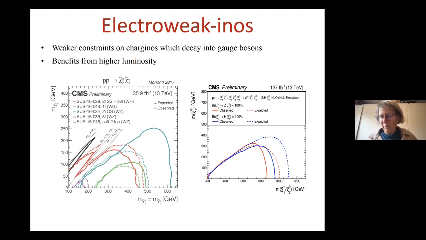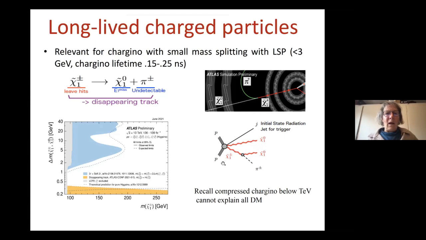This is typical of any electroweak process: because of the weaker cross section, they benefit a lot from the higher luminosity. I just want to make a comment also on what the LHC can do in terms of long-lived charged particles. It's something very relevant in supersymmetry because you often have a chargino with a small mass splitting with the LSP. It means that you can produce a chargino, you see it in the detector, then it decays into the neutralino and a very soft pion, which is undetectable. So basically, you have a disappearing track, illustrated here.